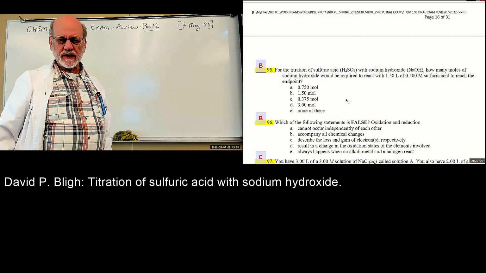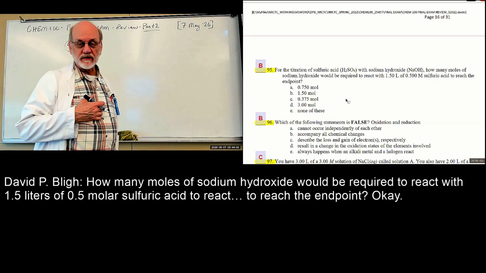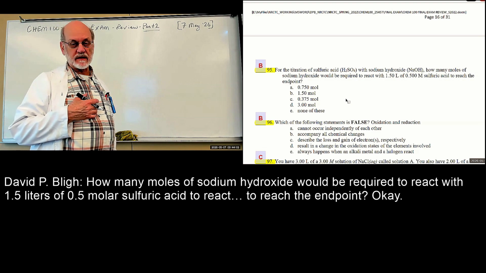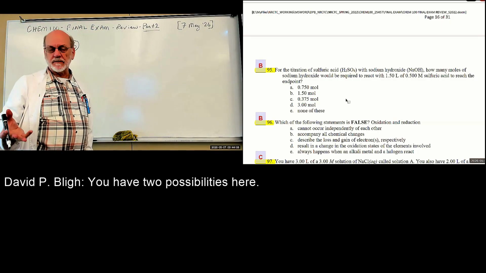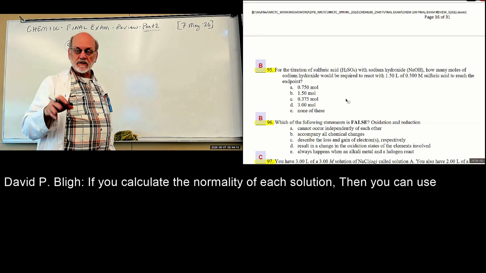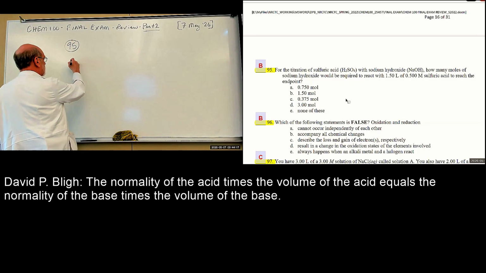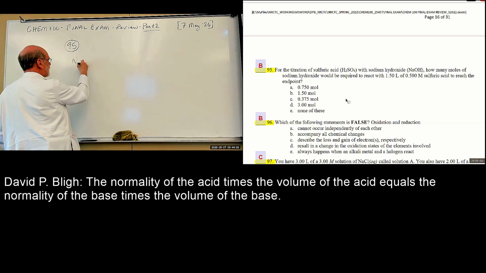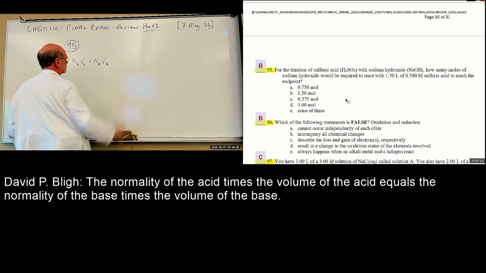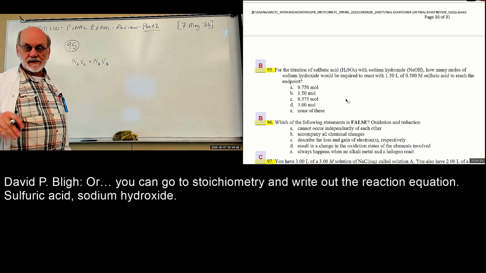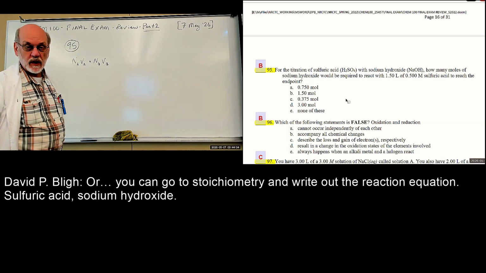Titration of sulfuric acid with sodium hydroxide. How many moles of sodium hydroxide would be required to react with 1.5 liters of 0.5 molar sulfuric acid to reach the endpoint? You have 2 possibilities here. If you calculate the normality of each solution, then you can use the normality of the acid times the volume of the acid equals the normality of the base times the volume of the base. Right? That works. Or you can go to stoichiometry and write out the reaction equation.